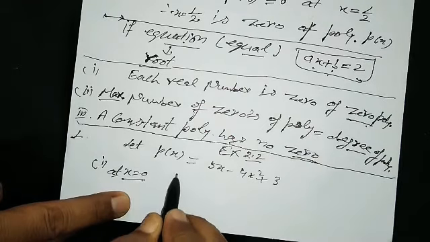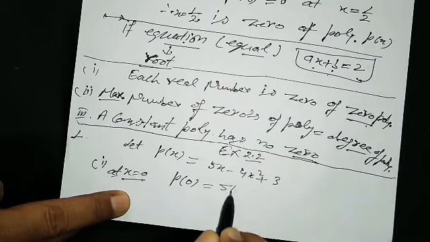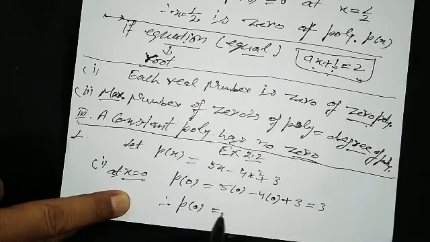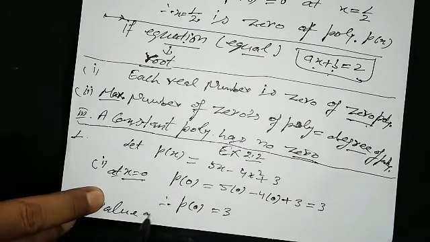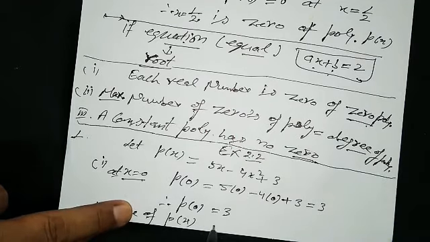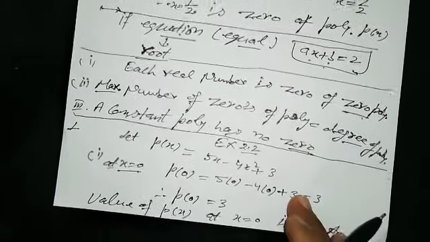It means we have to put the value of x as 0. Then we see that all the terms are 0 and you will get 3. So p(0) is equal to 3. So you can say the value of the given polynomial at x = 0 is 3. Right? Understand? Very easy.